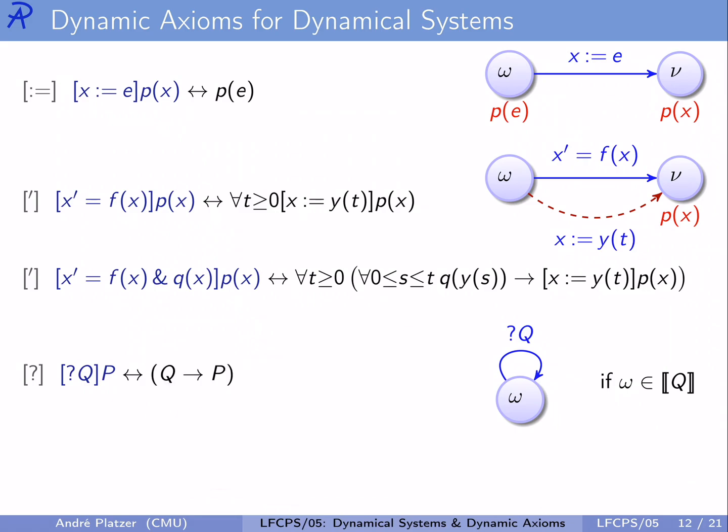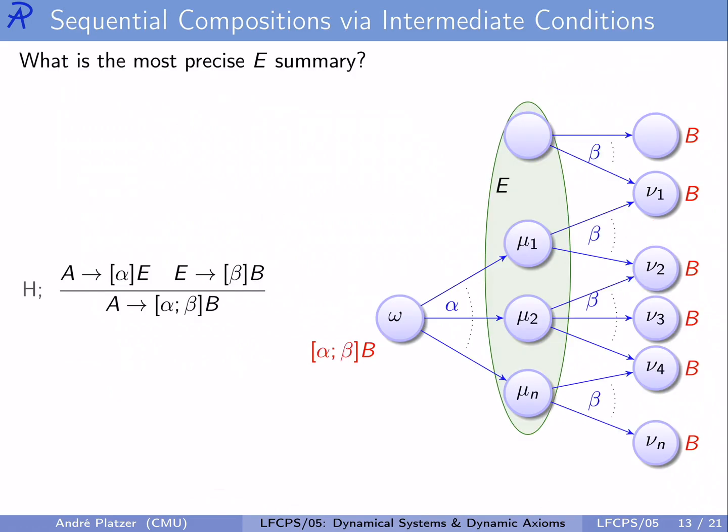These equivalence axioms now take care of all of the dynamical systems operators of hybrid programs that are atomic, so have no smaller hybrid program pieces. But notice something that's very useful about these dynamical axioms for dynamical systems. Each and every one of them is an equivalence, so we can equivalently rephrase the left-hand side to the right-hand side, or vice versa. And this was not yet the case when we're looking at intermediate conditions for sequential compositions. So maybe we can do better, actually.